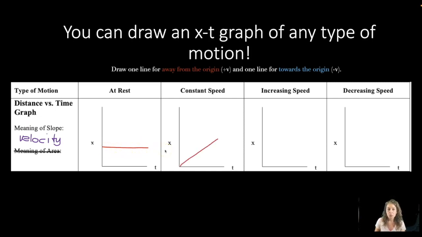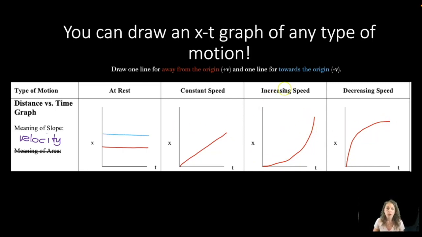For constant speed, we have constant slope. For increasing speed, we have increasing slope. For decreasing speed, we have decreasing slope. Notice all of these in red here are in the positive direction. Positive slope means positive velocity.